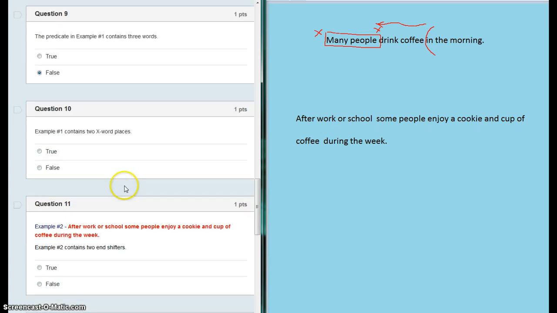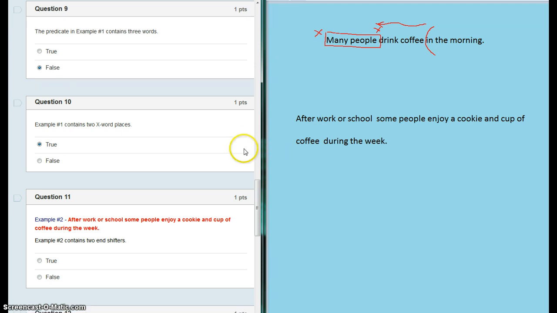Question number 10. Example number 1 contains 2 X word places. Of course, all sentences contain 2 X word places. There's not 2 X words, and sometimes we don't see any X words, but every sentence has 2 X word places because every sentence could be made negative, and every sentence can be changed to a yes or no question.